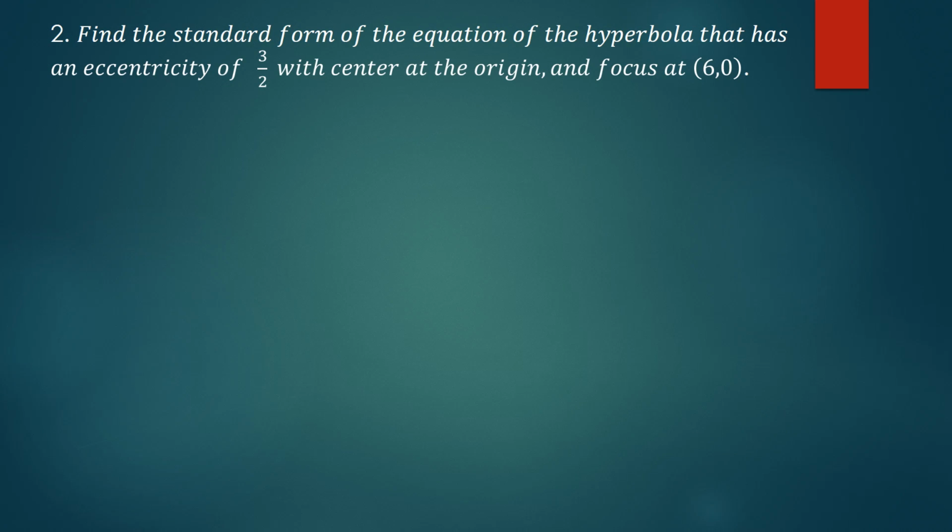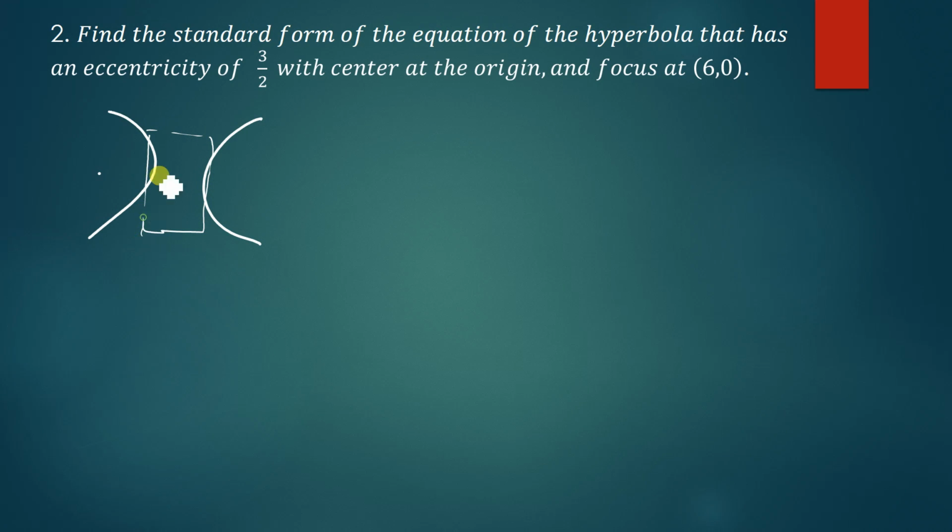It says, find the standard form of the equation of the hyperbola that has the eccentricity 3/2, with the center at the origin and the focus at 6,0. So here we're talking about the hyperbola. When you find such a question, the first thing you need to do is understand the geometry you are dealing with. In this case, we're dealing with the hyperbola, which looks like this.